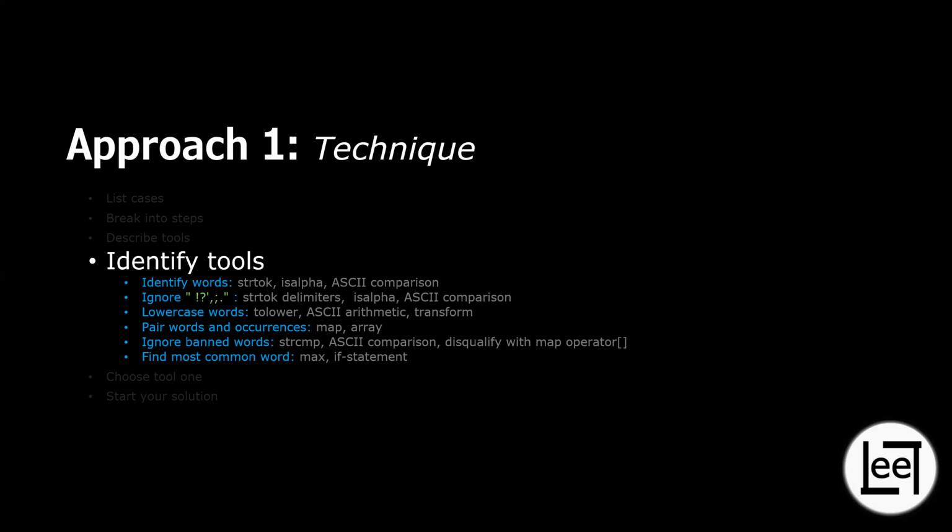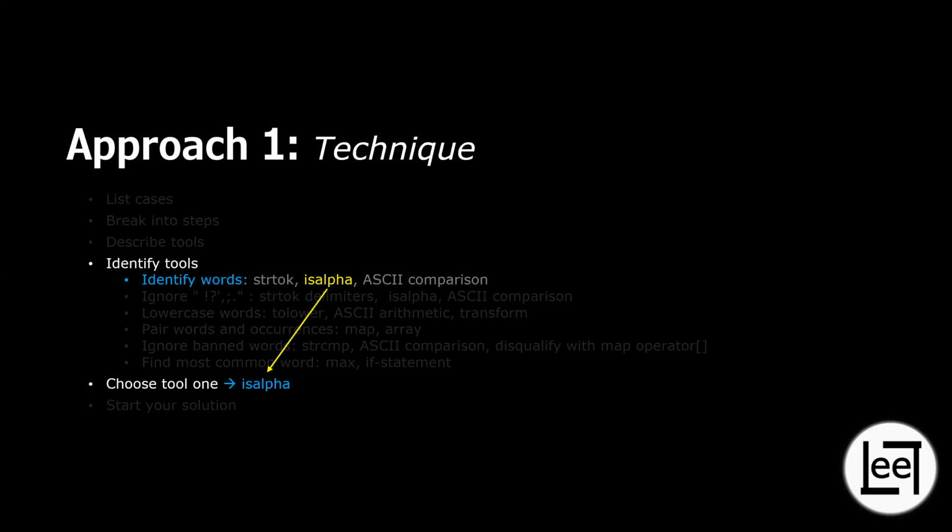Now we have identified tools, so let's look at that first step and let's choose our tool. I chose for this situation the isAlpha function. And now that I've chosen it, I can start my solution by just solving that first step and testing.